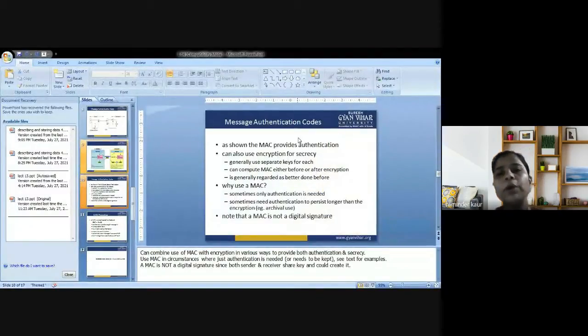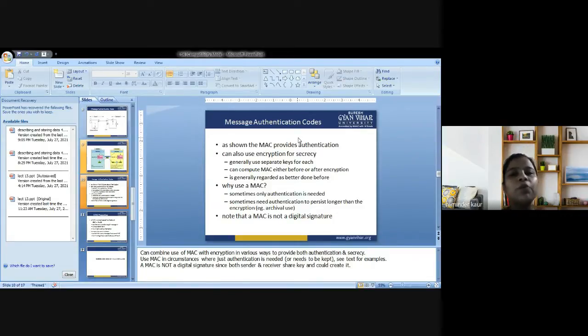Next is a little more about the message authentication code. As shown, the MAC provides the authentication, and it can also use encryption for secrecy. There are certain terms associated with the same, like generally using a separate key for each, and it can compute the MAC either before or after encryption, and after is generally regarded as better than before. So why are we supposed to use a MAC? There are certain conditions, like sometimes only authentication is needed, and we are supposed to put only a header in the message. That could only work for small messages, and sometimes we need authentication to persist longer than the encryption.